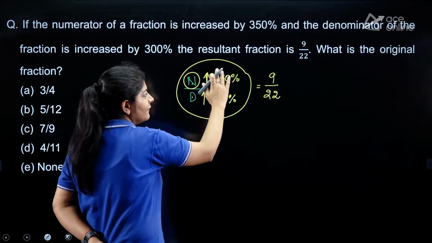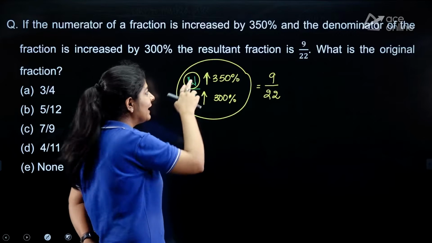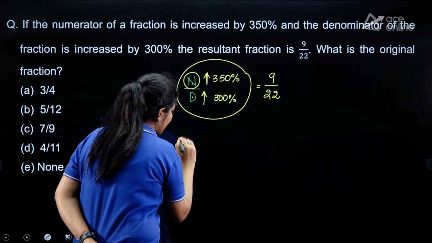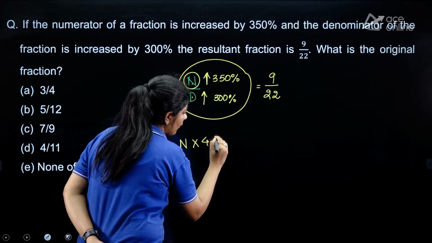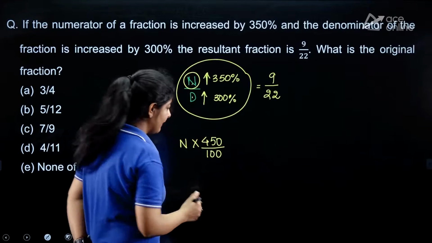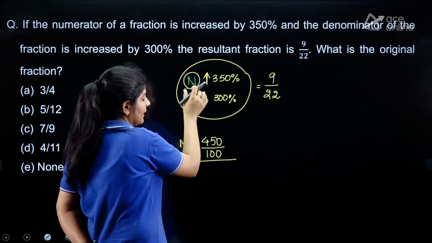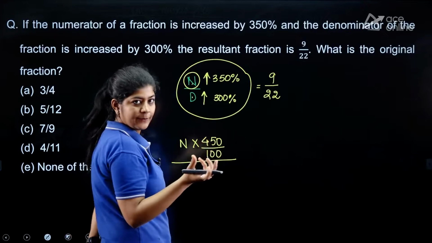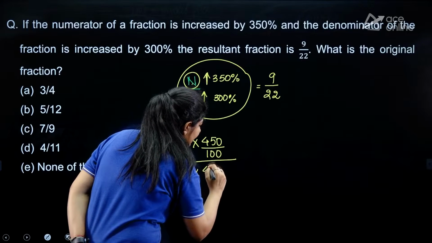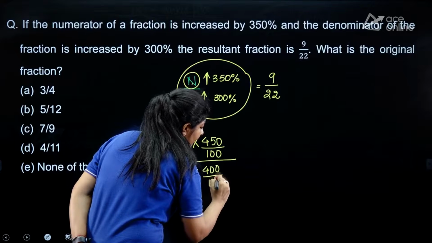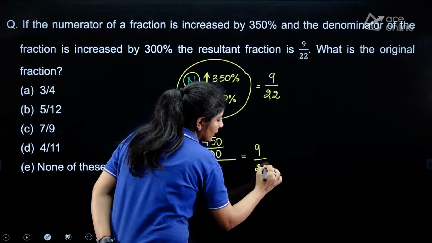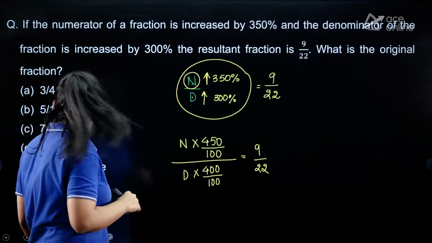If it is increasing by 350% and initially it is the complete value of itself, that means 100%, so the total is nothing but N into 450%. This is the new value that we are having. Next, this denominator is already 100% and now it is increasing by 300%. That means now it will become 400% of itself. Because of all these things, it will become equal to 9 by 22. This is what we need to solve, right?